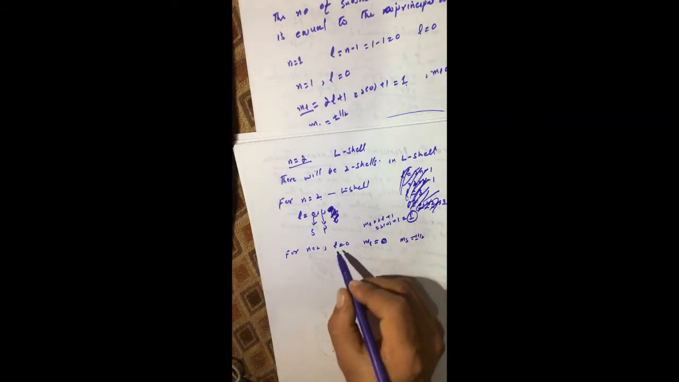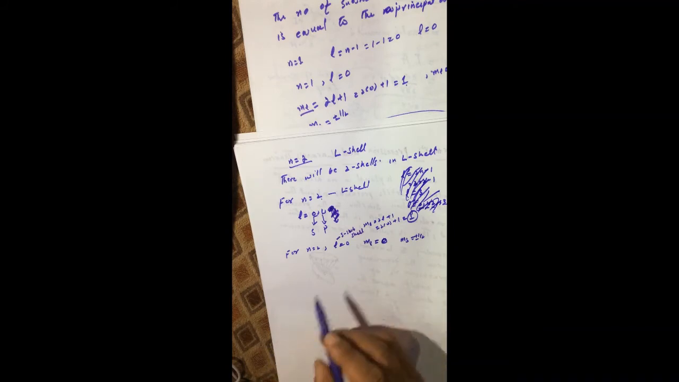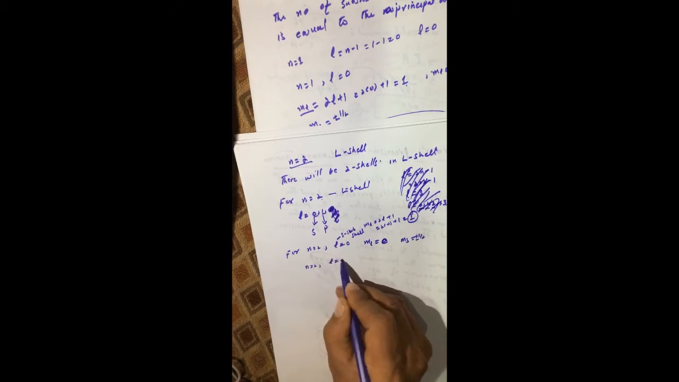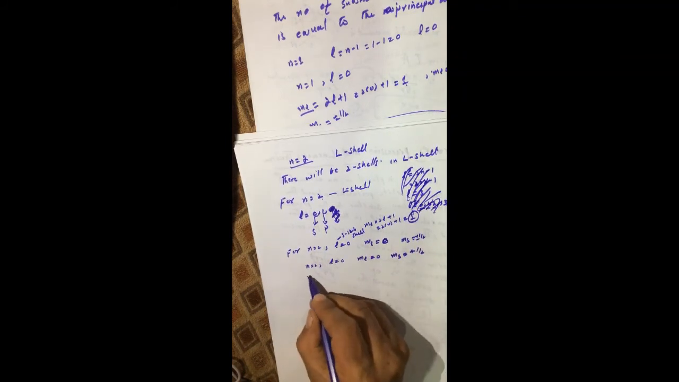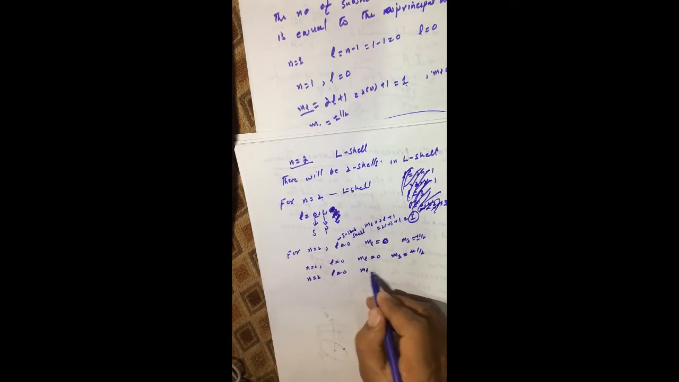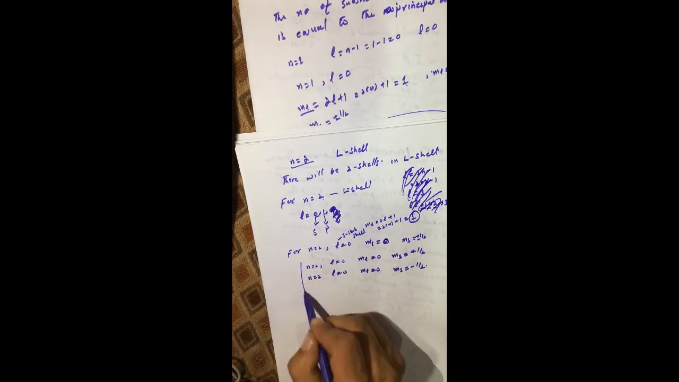So L is equal to 0 means S subshell, there will be 2 electrons, one with quantum number n is equal to 2, L is equal to 0, ml is equal to 0 and ms is equal to plus 1 over 2, and the other electron with quantum number n is equal to 2, L is equal to 0, ml is equal to 0 and ms is equal to minus 1 over 2. So if you look here, both these electrons have different sets of quantum numbers.